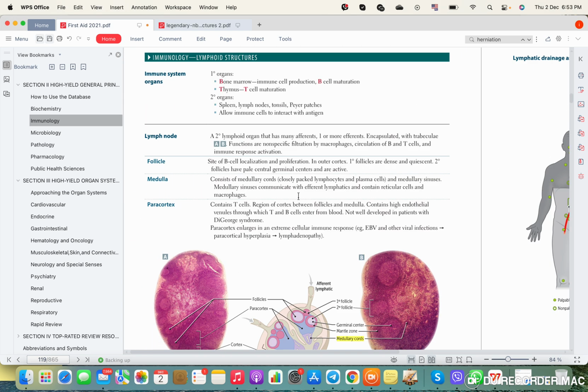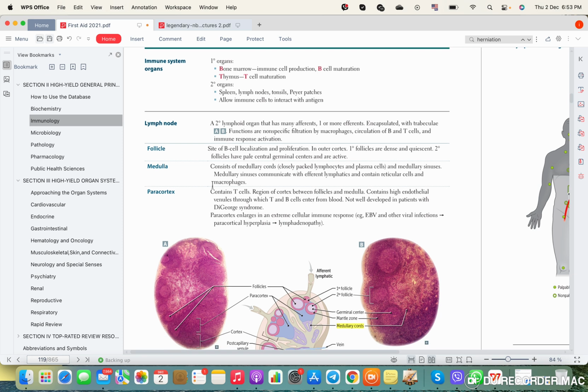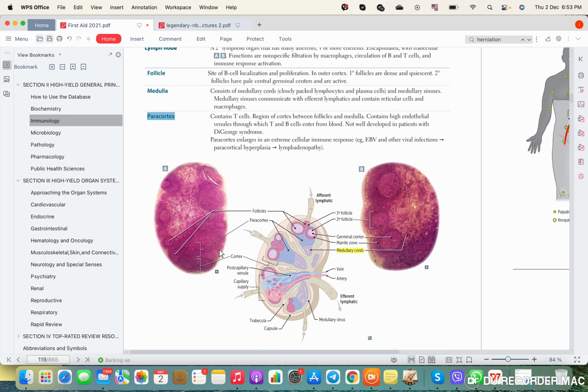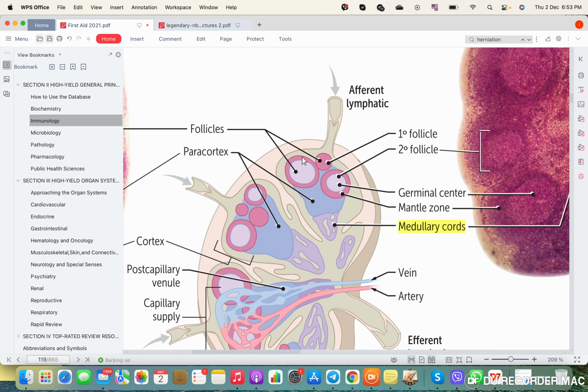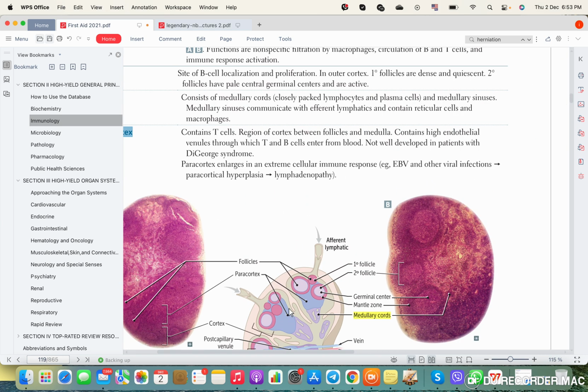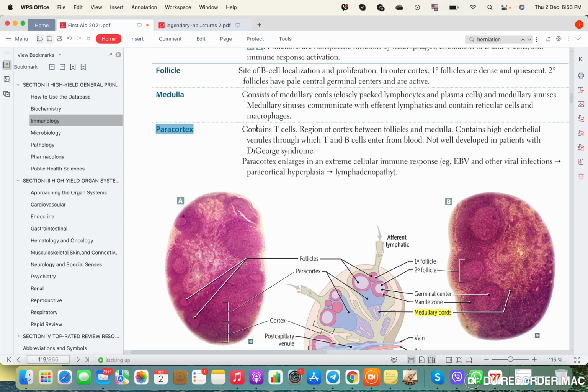So they write paracortex. This is a super important region. Look, here is the cortex, which is the outer portion, which contains the follicles. But there is an area that is not totally in the medulla, not totally in the cortex. We call it the paracortex, or near the cortex, okay? So it's located near the cortex. Paracortex is near the cortex. Super important. It contains the T cells.